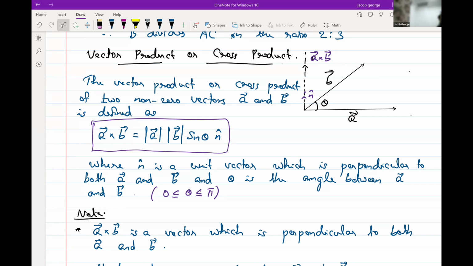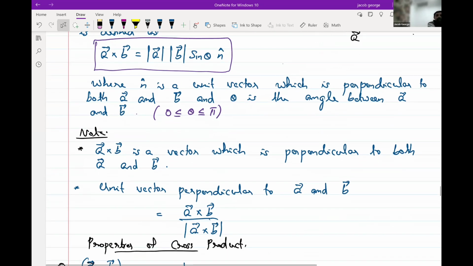A cross B is equal to, what is the definition? Magnitude of vector A into magnitude of vector B into sin theta into n cap. If you take magnitude, this n cap will become 1. Magnitude of n cap will go 1, if you find magnitude of A cross B. And A cross B is a vector which is perpendicular to both vector A and vector B. Okay. This is the definition of cross product.